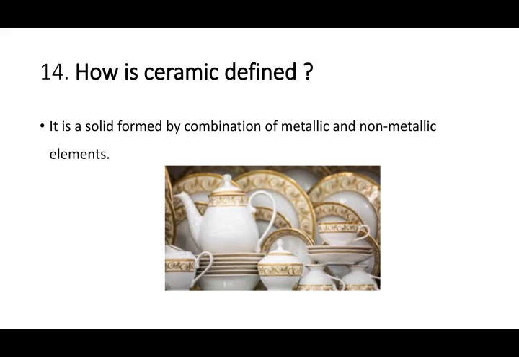Next question, how is ceramic defined? It is a solid formed by a combination of metallic and non-metallic elements. So the ceramic is a combination of metallic and non-metallic elements. This is one of the applications of ceramic.